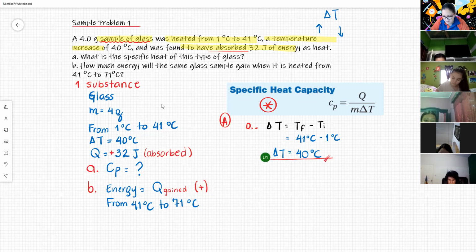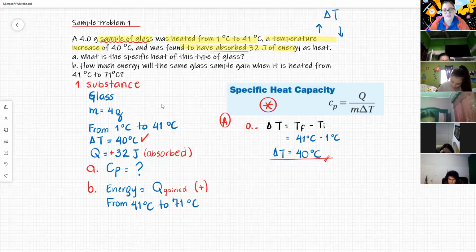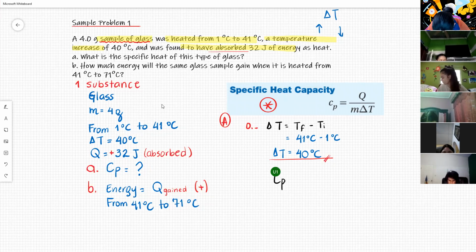Why are we getting delta T? Because we need it here in the formula, okay? The problem gave us the delta T, but sometimes you're not sure if the problem gave you the delta T, so you have to get it. In case that you have to get it, that's the simple process that you have to do. Now, the next step is to focus on the question. It says in part A that you need to find C sub P, or specific heat capacity. So you apply the equation and you say Cp equals Q divided by the mass times delta T.